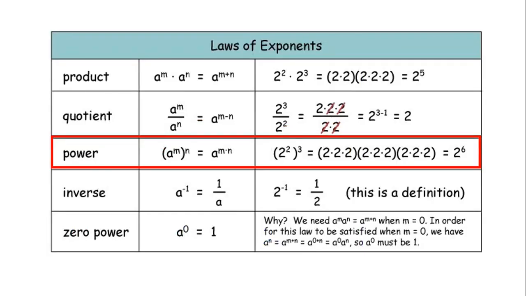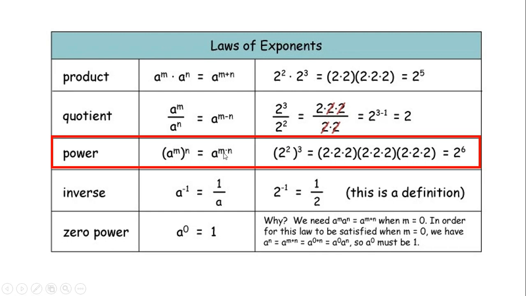In the laws of exponents, this is the one that we're going to use. If you have a to the power of m and then you raise it to the power of n again, the mathematics behind it is simply to multiply the powers together. So a to the power of m, raised to the power of n, is simply a to the power of m times n.